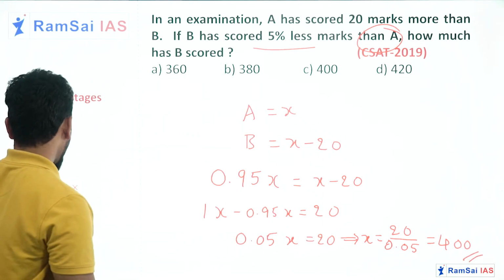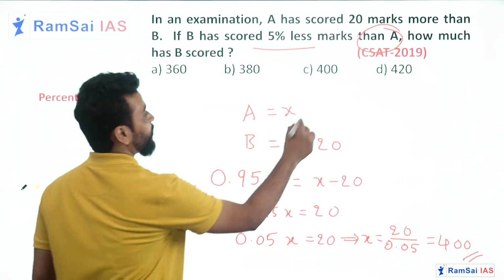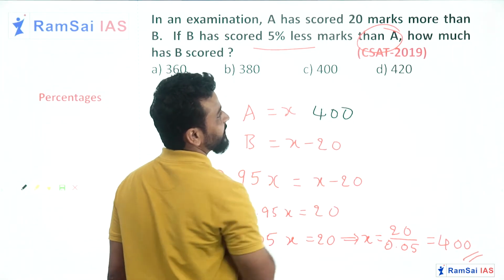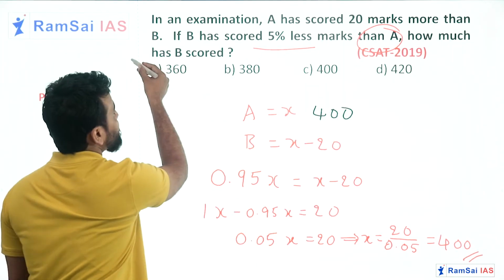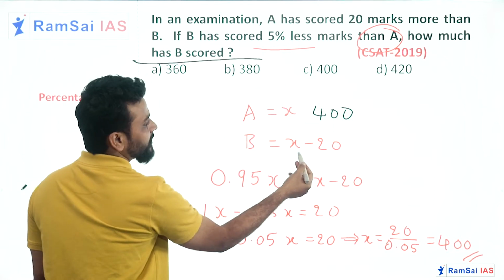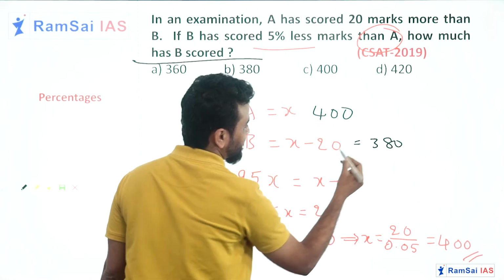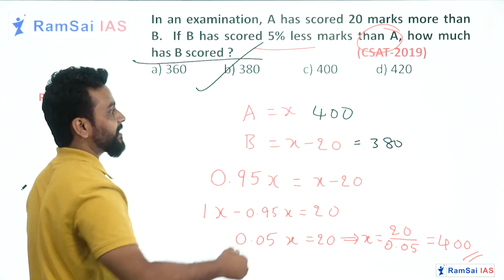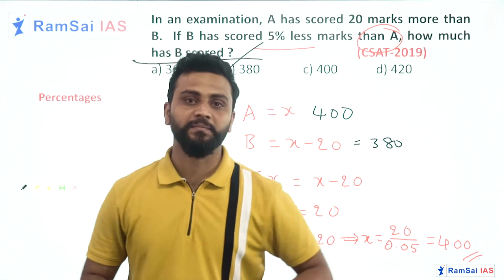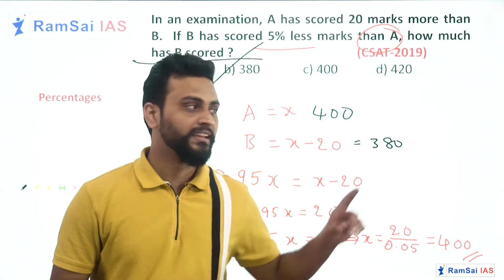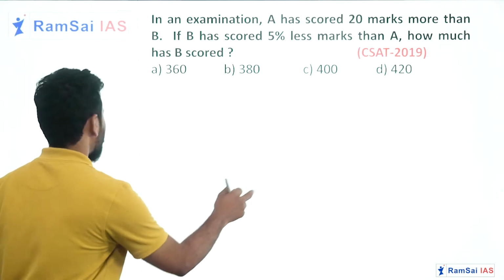So how many marks did A get? 400. And what do we need to find out? How much has B scored? B scored 20 less than 400, that equals 380. You can find 380 in option B. That's it. Very simple question. And the next one in this video.